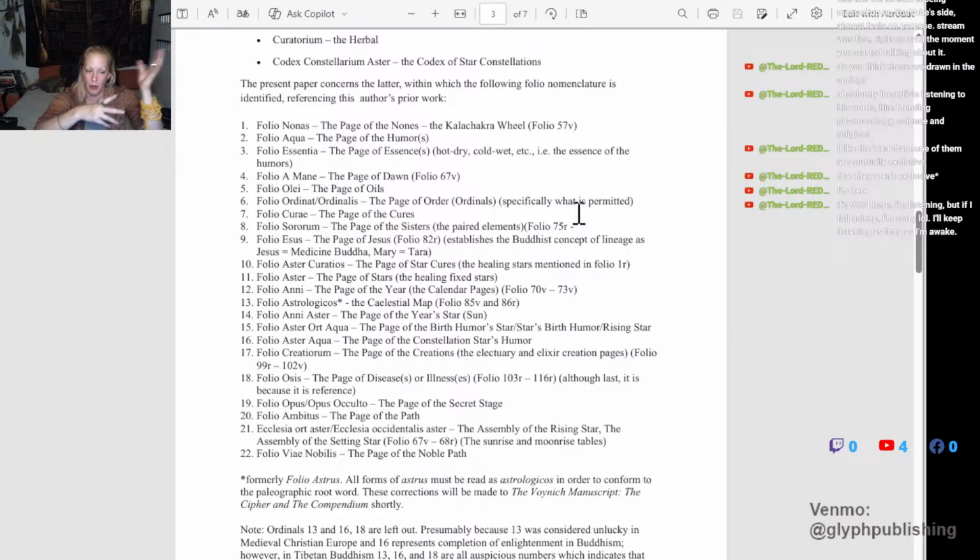That's the entire index. Then you have Folio Opus, the page of the stage, and Opus Occulto, the page of the secret stage, which I do believe. Then you have Folio Ambitus, the page of the path. Okay. Ecclesia Ort Aster and Ecclesia Occidentalis Aster, which are the assembly of the rising stars and the setting stars. In other words, what I called, before I knew what this was called, the sunrise and moonrise tables. But they're called the Ecclesia Ort Aster, and the Ecclesia Via Nobilis is U and an N with a backwards flourish.